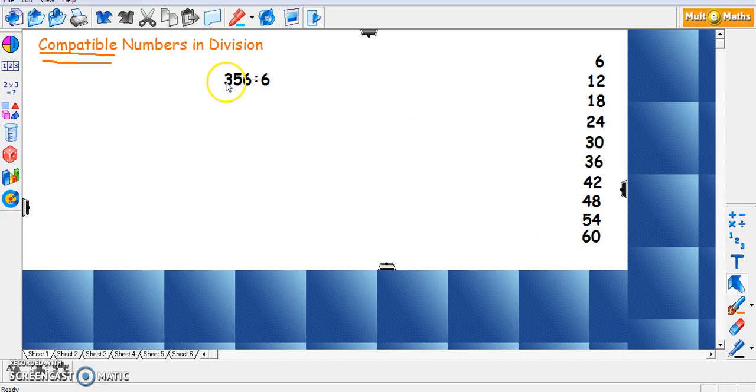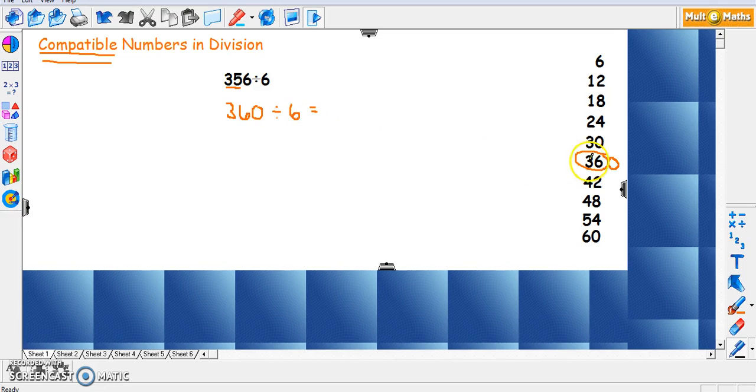And I'm going to ask myself, is the number 3 in my compatible number list? No. Is the number 35 in my compatible number list? No. But the number 36 is close to the number 35. So 35 here with another digit in the ones place is close to the number 36. So I'm going to put another digit here in the ones place, a 0. And I'm going to say instead of 356, I'm going to use a compatible number 360 to help me divide or estimate how many groups of 6 I can make.